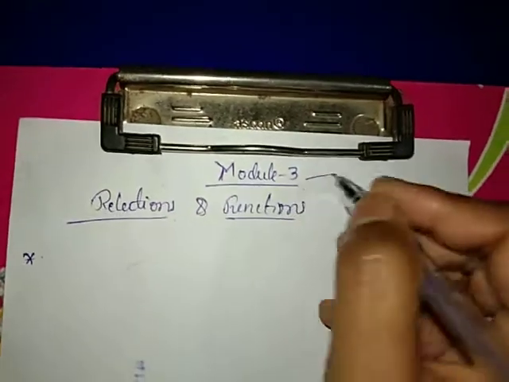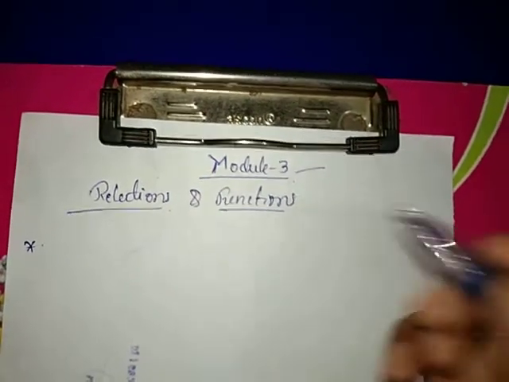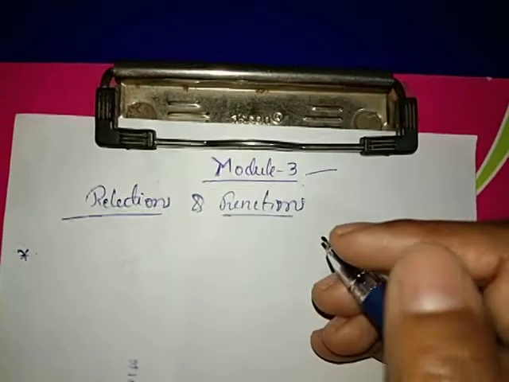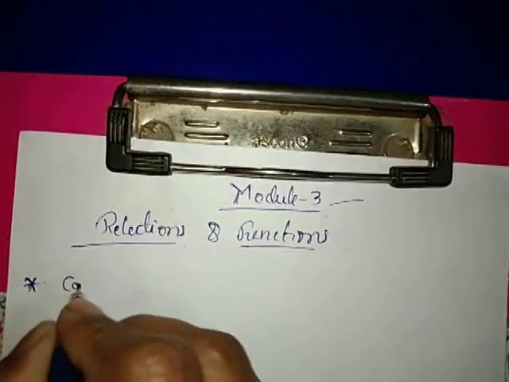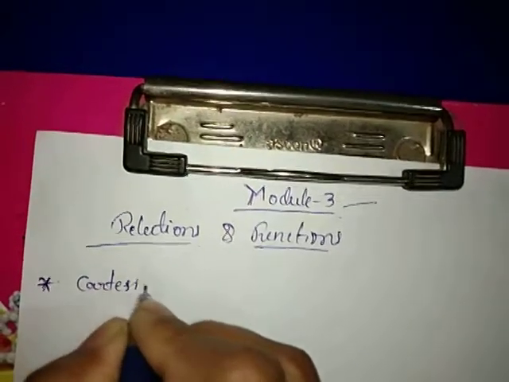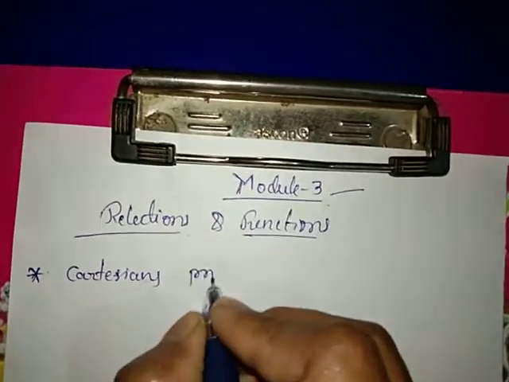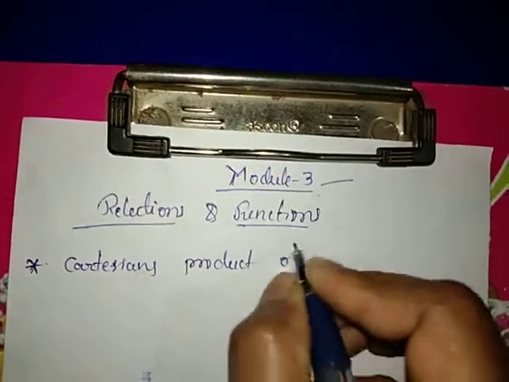We are going to start module 3. So module 3 is relations and functions. In this third module, the first topic will be Cartesian products of sets.